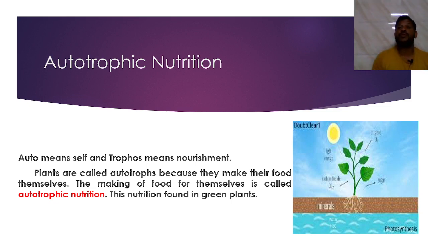This is the nutrition found in green plants. If the plant is green, it can prepare its own food. Autotrophic means the plants which prepare their own food themselves. We can take the example of the neem plant, banana plant, mango plant, etc. The plants which have green leaves can prepare their own food. They are known as autotrophic nutrition.